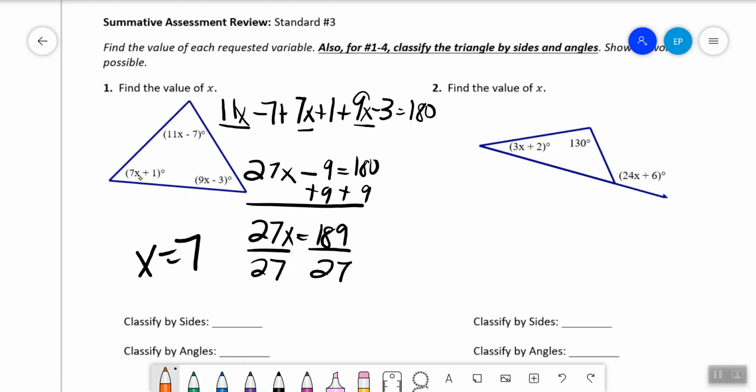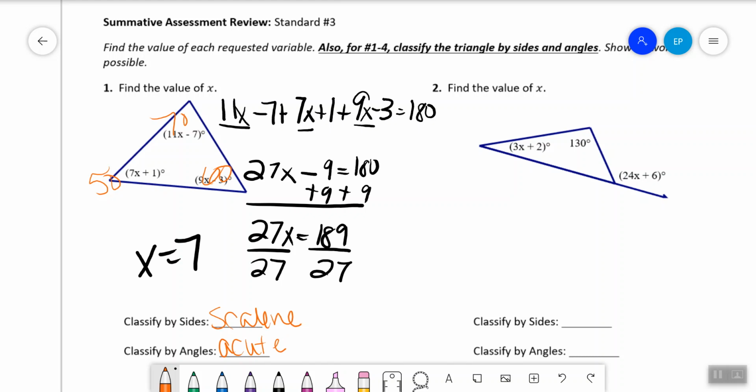7 times 7 is 49. 49 plus 1, so this is 50. 7 times 9 is 63. 63 minus 3 is 60. 7 times 11 is 77. Minus 7 is 70. All those are less than 90, so this is acute. And since they're all different numbers, this is scalene.